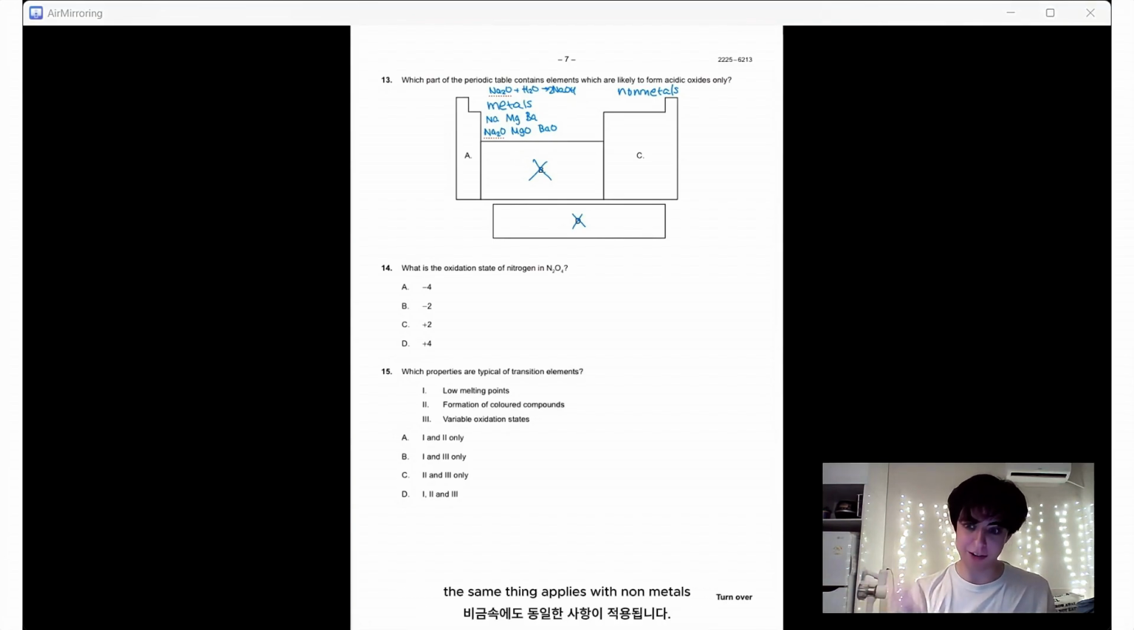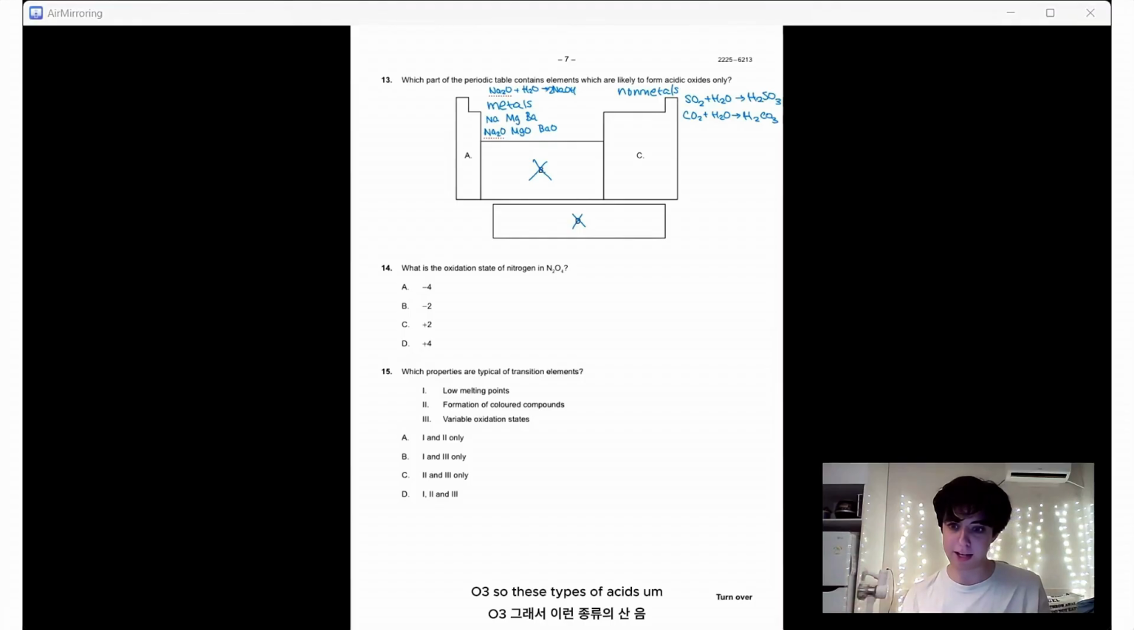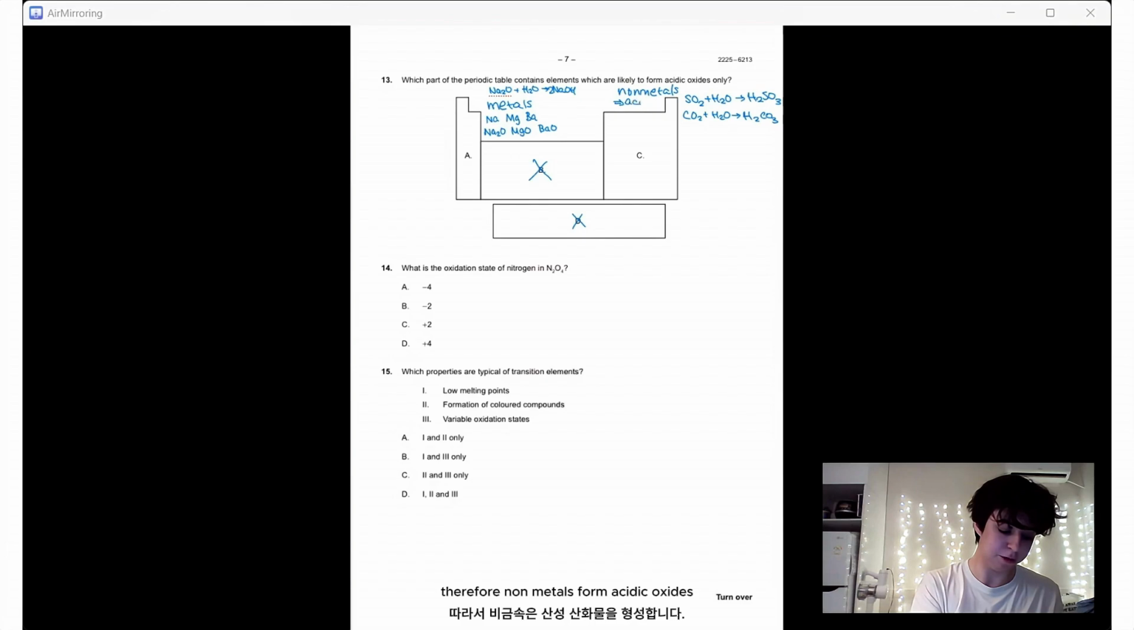The same thing applies with nonmetals. Nonmetals, you have things like SO2, CO2, and so on and so forth. When they are in water, they are going to literally just form things like H2SO3, H2CO3. So these types of acids. They're going to form acids, therefore nonmetals form acidic oxides. Metals form basic oxides.